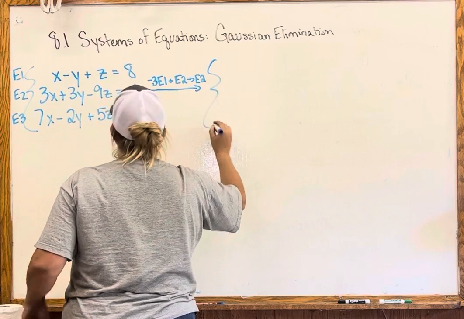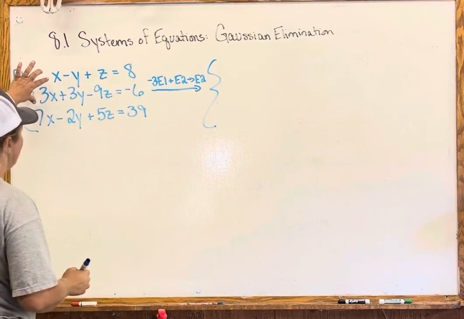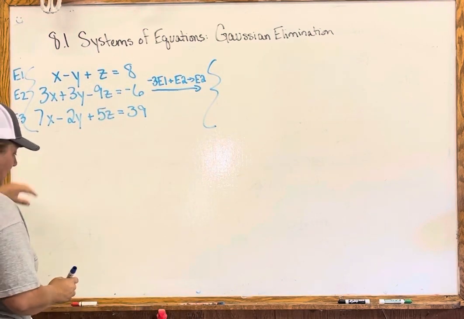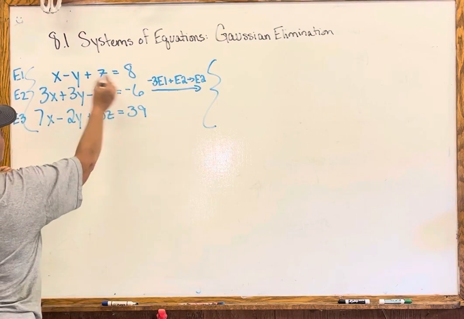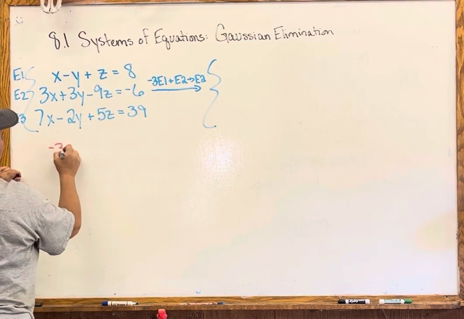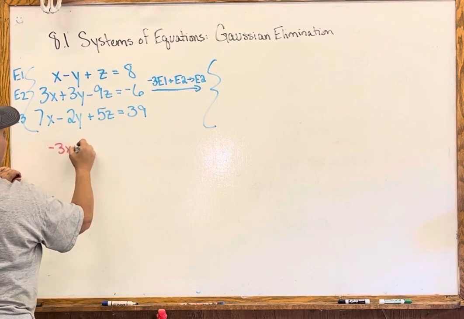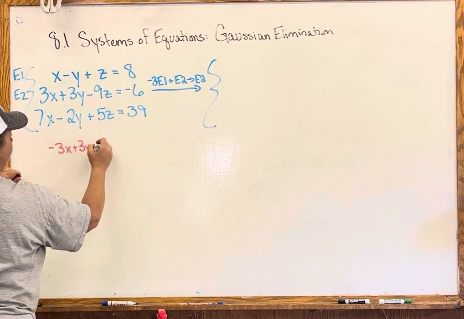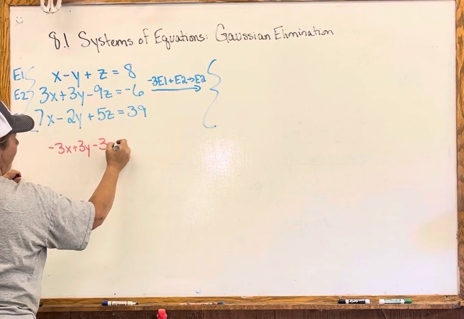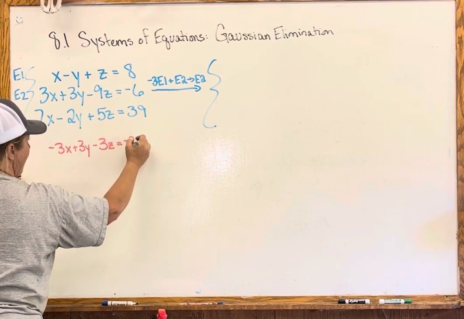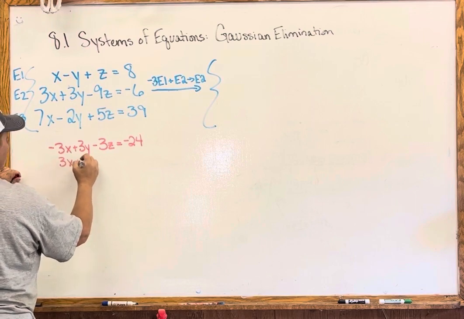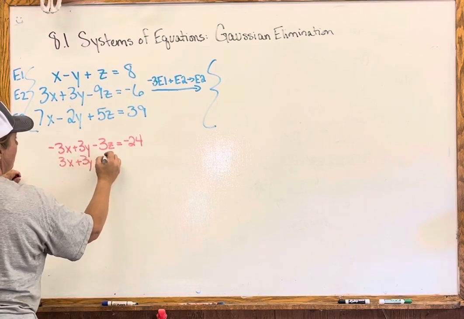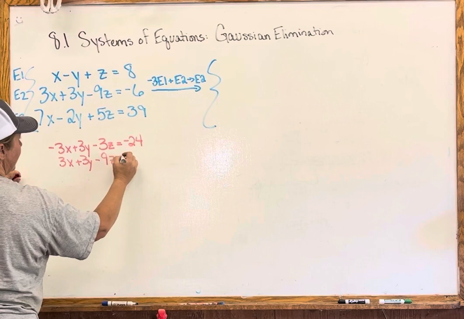Okay. So we'll do our scratch work right here as we've done before. I'm going to do it with a different color pen if this helps. So we're going to multiply by negative 3. So negative 3x plus 3y minus 3z equals negative 24. And then 3x plus 3y minus 9z equals negative 6.